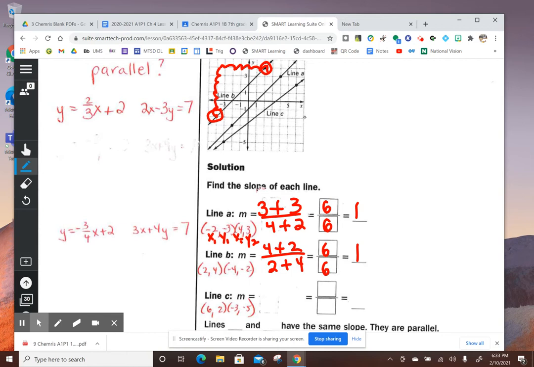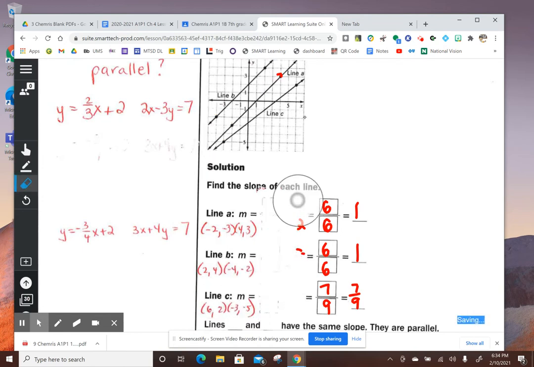So technically, I should look at line A and count 1, 2, 3, 4, 5, 6. Okay, so they are parallel. Now let's look at line C. Now line C, I'm just going to use the points. So I'm going to do 2 minus negative 5 over 6 minus negative 3. And I get 7/9. So lines A and B have the same slopes, so they are parallel. So again, you can either count to find the slope or use the slope formula.